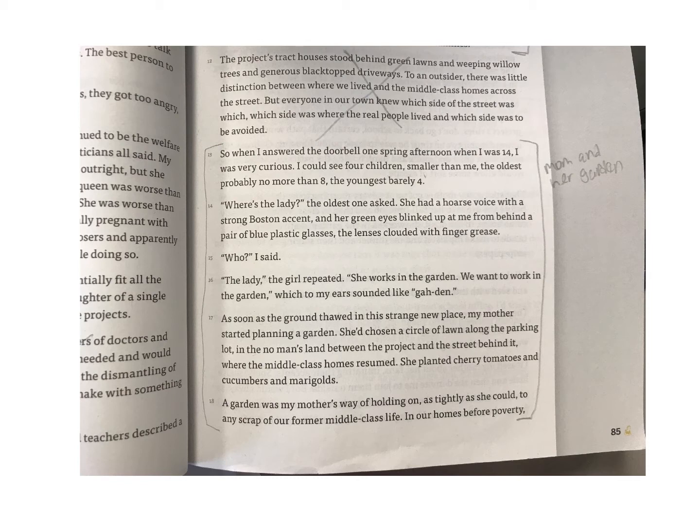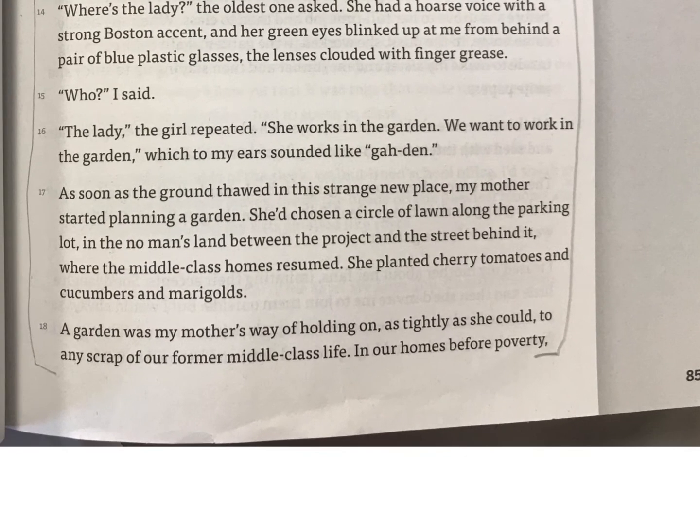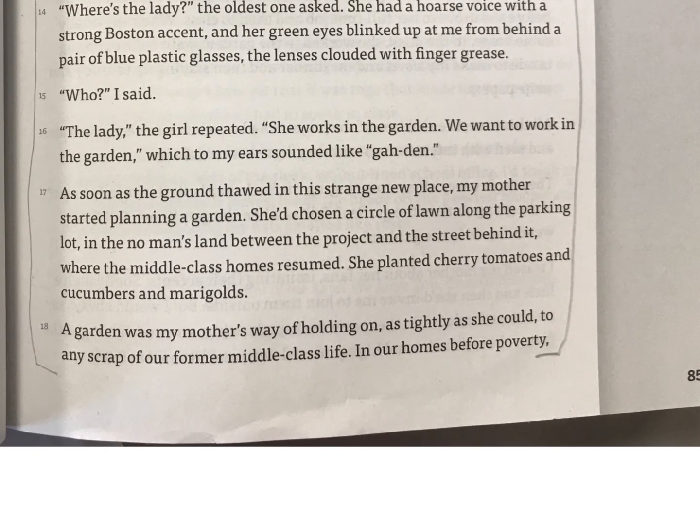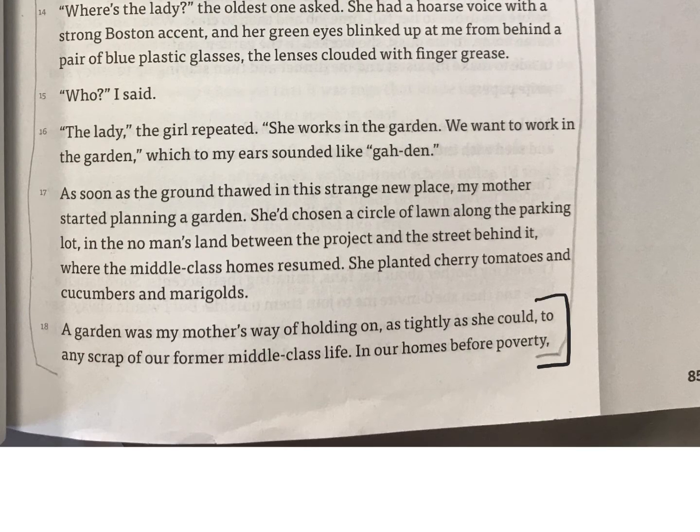Okay, so from what I can see, you guys have your introduction, which is great. You may be struggling for the next part if your introduction is wrong or you didn't complete the brainstorm. So let me help you out. At the bottom of page 85, you will see in the very last paragraph, this part right here. And it says, a garden was my mother's way of holding on as tightly as she could to any scrap of our former middle class life.